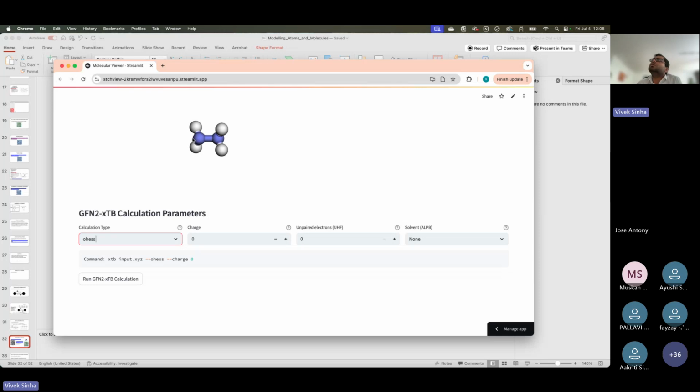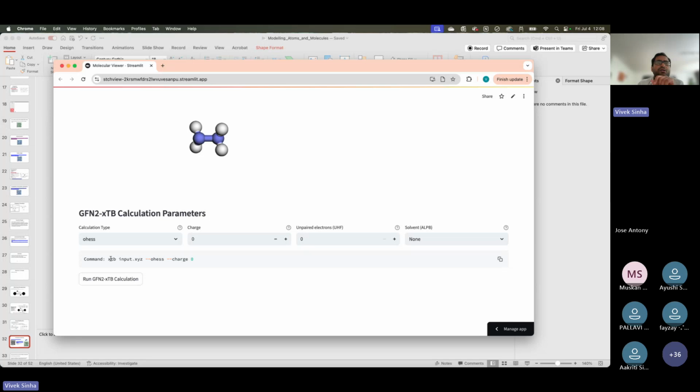What's it called? N2H4. Okay, I'm suddenly forgetting the name, but if you remember it, please tell me.